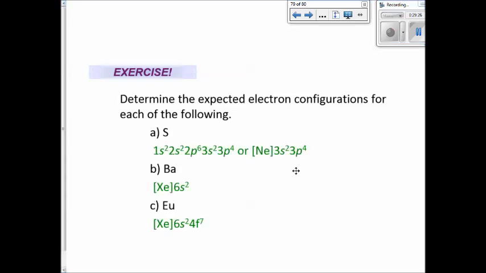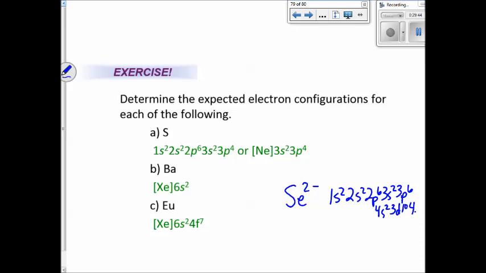I'll do selenium over here for you. Or selenide, because it's actually an ion, so it's selenide. So 1s2, 2s2, 2p6, 3s2, 3p6, 4s2, 3d10, 4p6, or you want to use argon, which is much easier. 4s2, 3d10, 4p6. Okay, how are we doing with those?